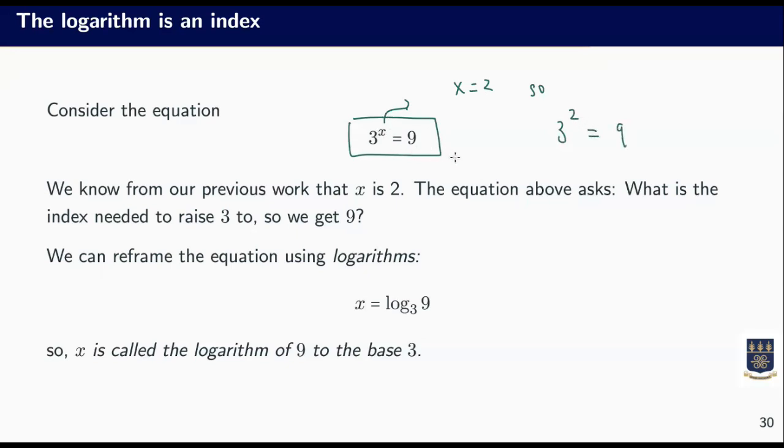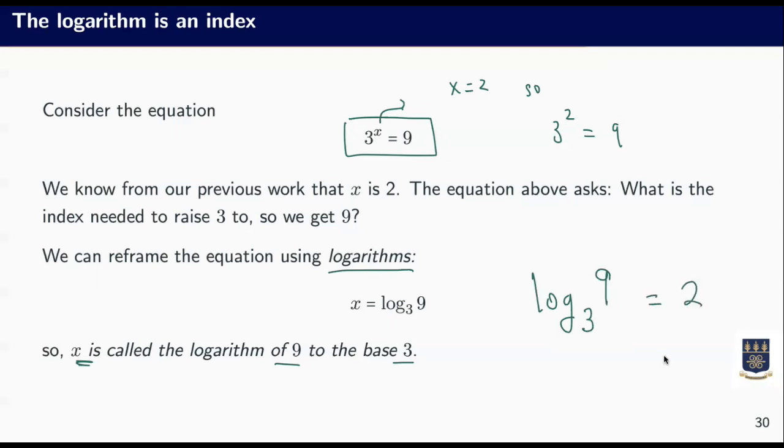The way we can reframe the question is: the exponent that I need to raise the base to is 2. And we refer to that as the logarithm of the number 9 to the base 3. So the base is the same, whether we're talking about an exponent or a logarithm. So that x here is called the logarithm of 9 to the base 3. In other words, the logarithm, which we shorten to log, of 9 to the base 3 is 2.